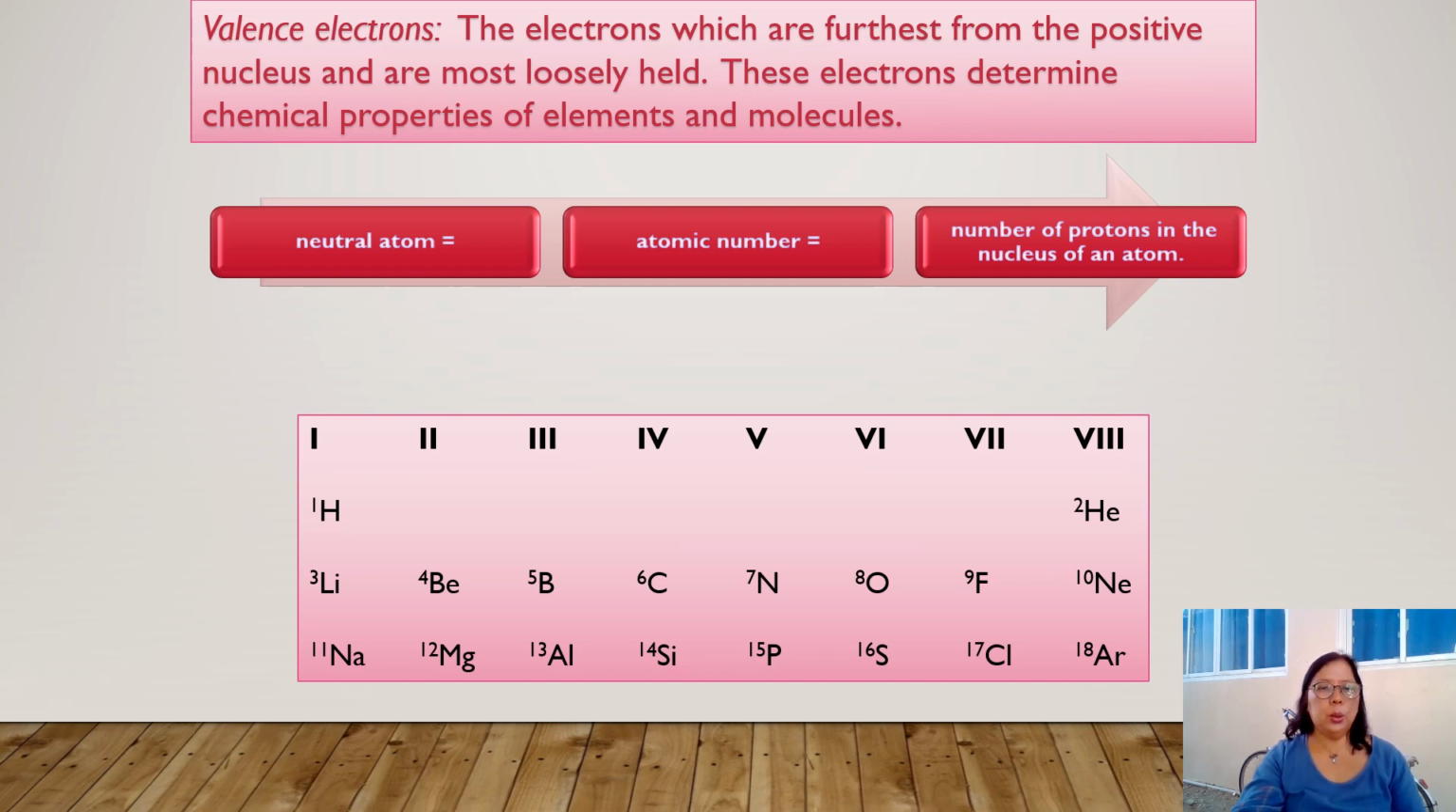So if you look at groups 1, 2, 3, 4, 5, 6, 7, 8, the atomic number increases as the group number increases. The number of protons increases as the group number also increases. The same is true of the nucleus. So as the group number increases, the size of the nucleus of an atom also increases.